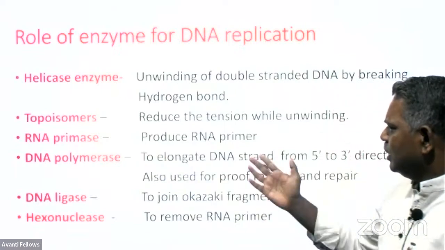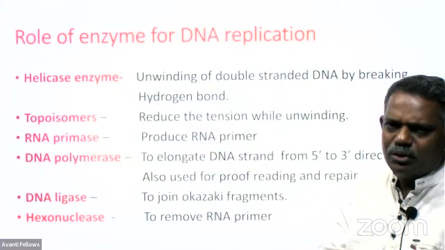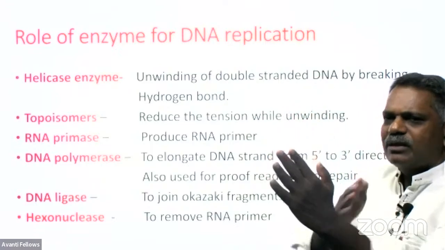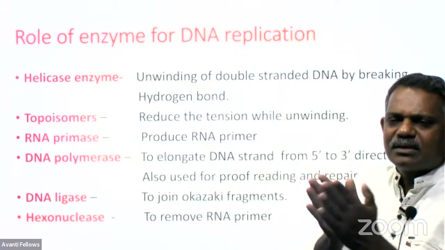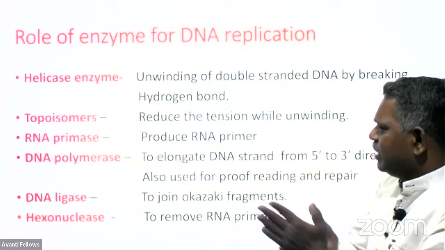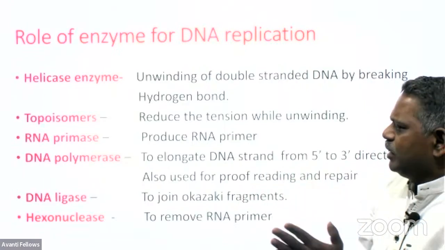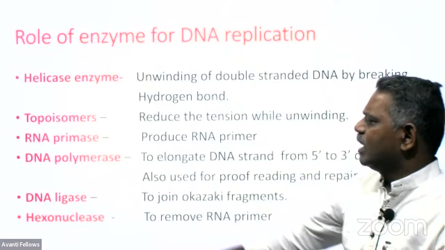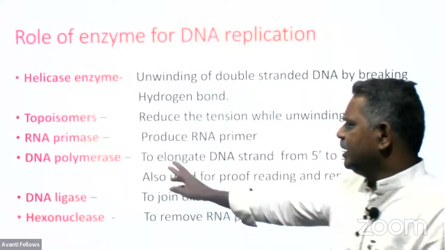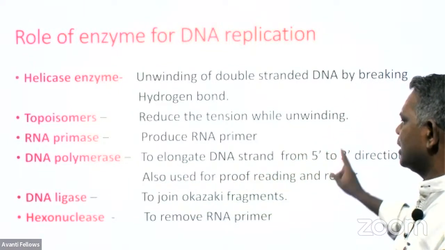DNA polymerase only elongates the new DNA strand. I told you it is semi-conservative only. One strand is already there, and they are making another strand by considering this strand. We call it the master strand, right? And this elongation of the new strand by using that old strand is with the help of the enzyme called DNA polymerase. And it elongates the DNA strand from 5' direction to 3' direction.